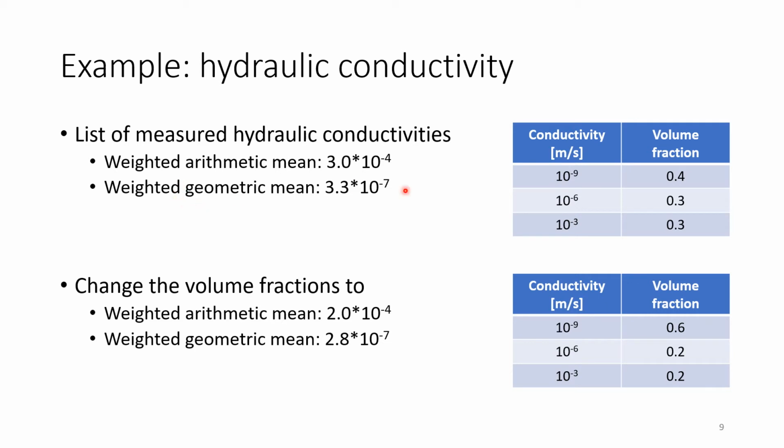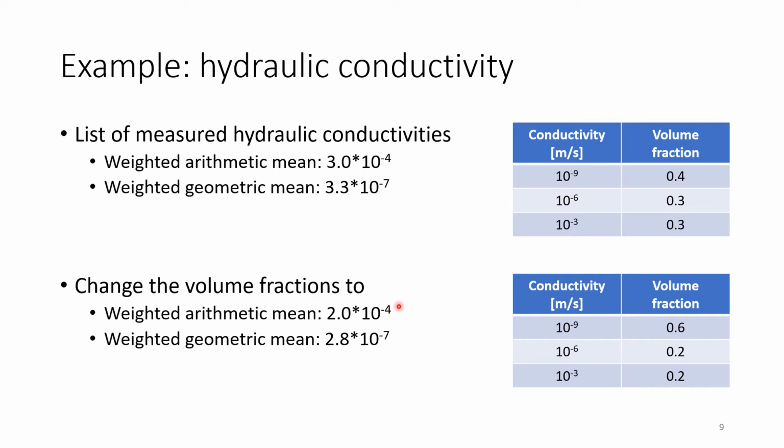If you go for the geometric mean, we will get a value of 10 to the minus 7, which you might consider a much more representative value for that kind of distribution, right? Because it would be close to the 10 to the minus 6. And we have 40%, which are already 10 to the minus 9. So this is somewhere in between here.